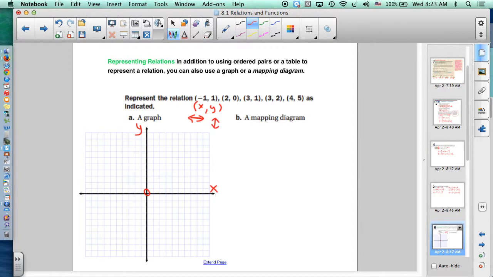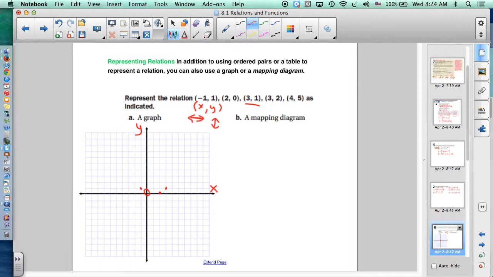So for the point -1, 1, we're going to go in the negative direction for x, which would be left, and in the positive direction for y, which is up. So we're going to go left 1 and up 1 and put a point there. For the second point, 2, 0, we're going to go to the right of the origin 2 spots, but we're not going to go up and down because a distance of 0 means you don't move up or down. For the third point, 3, 1, we're going to go to the right 3 and up 1 and place a point.